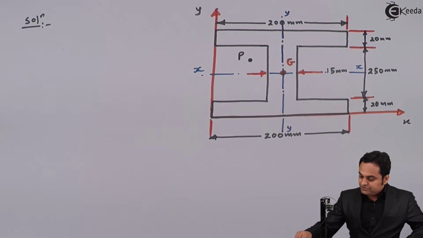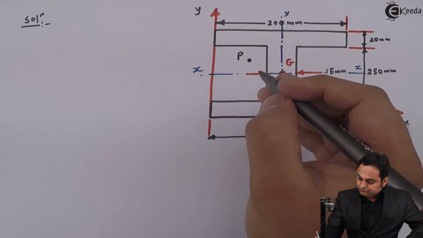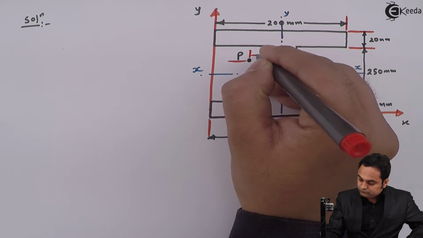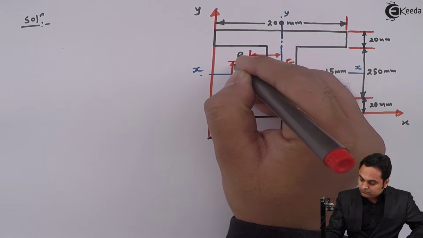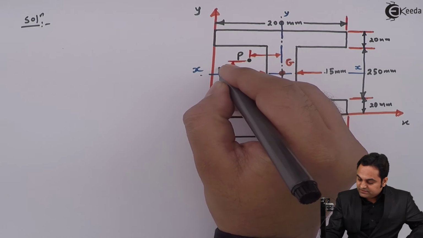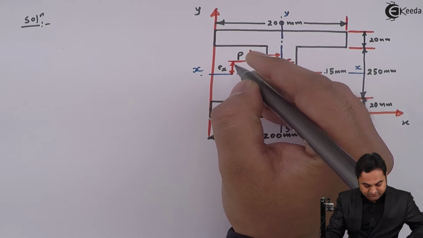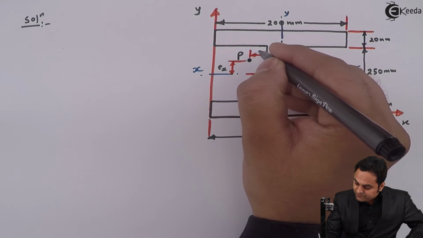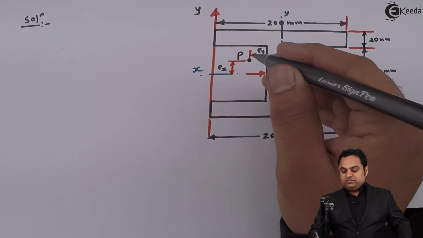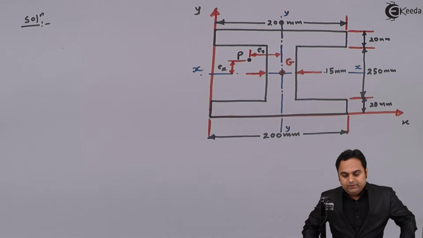I'll mark the distances. Now, eccentricity with respect to the x-axis is here, that is given 50 mm, and with respect to the y-axis it is here, e y, that is 30 mm. So this is the location of the load.